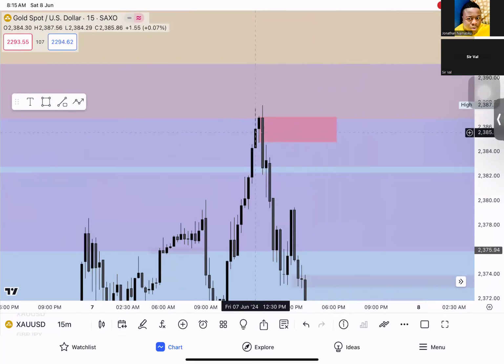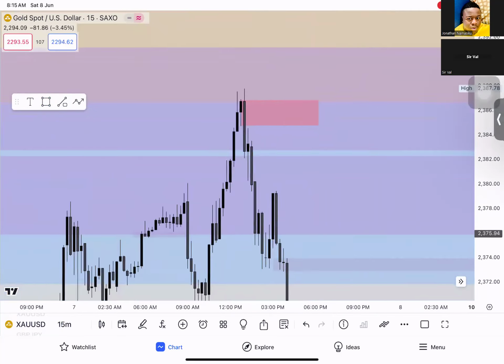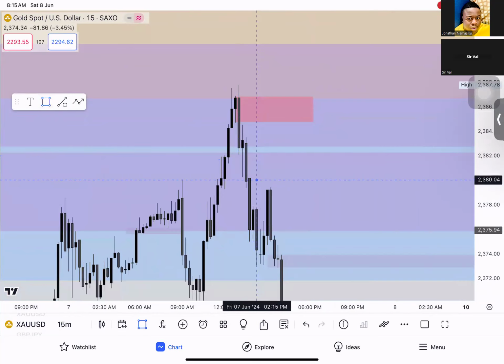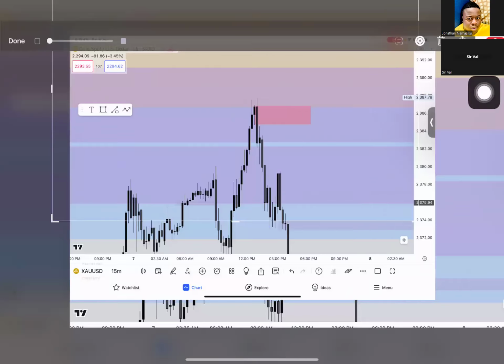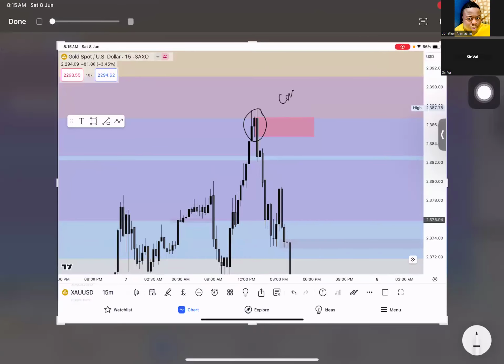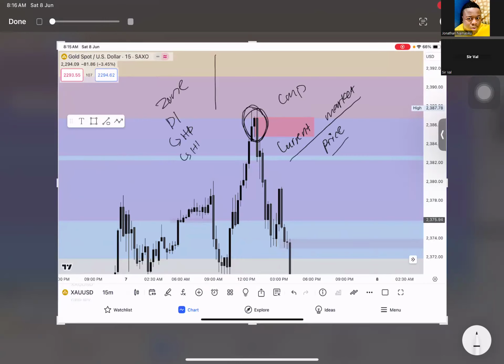US session or not? So we have missed the entry. Here, this is the CMP. You know CMP? No. Current market price. The current market price is this one. We have a zone here, from daily to H4, and the last zone we precise to the H1. This orange zone is H1, right?